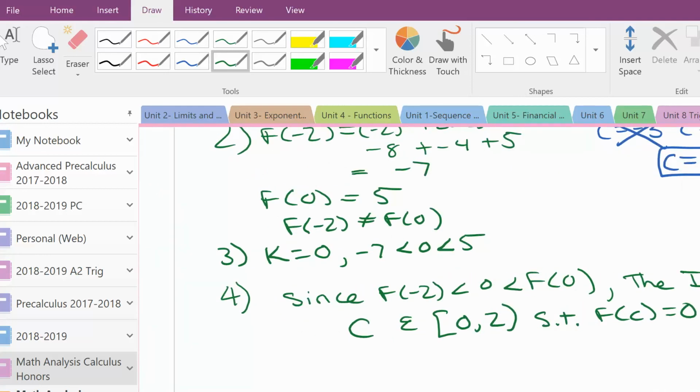And the problem doesn't ask us to find the 0, so we don't have to find the 0. In this case, it doesn't say find c. It just means to verify that it has a 0. So therefore, we can stop there.